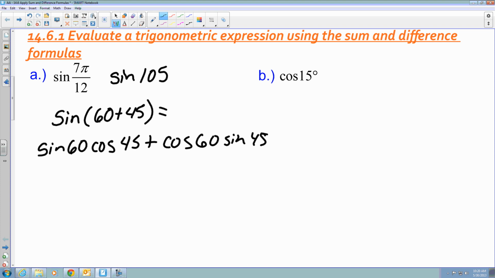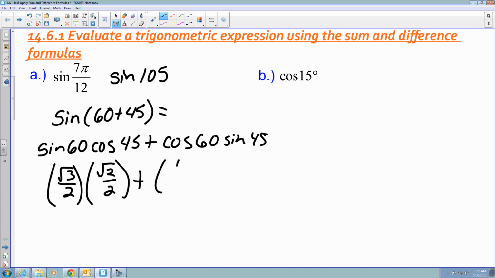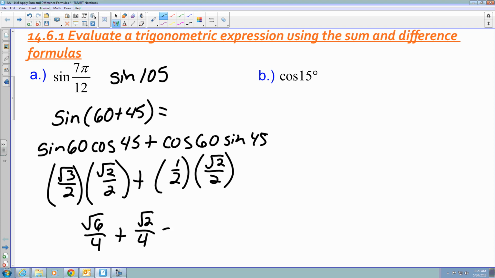So now if I go into my handout with my trig ratios, the sine of 60 ends up being the square root of 3 over 2. Cosine of 45 is square root of 2 over 2. Then I go plus. Cosine of 60 is 1/2. And the sine of 45 is the square root of 2 over 2. So order of operations, multiplication comes first. So this becomes the square root of 6 over 4 plus the square root of 2 over 4. I've got common denominators, so this is the square root of 6 plus the square root of 2, all divided by 4.